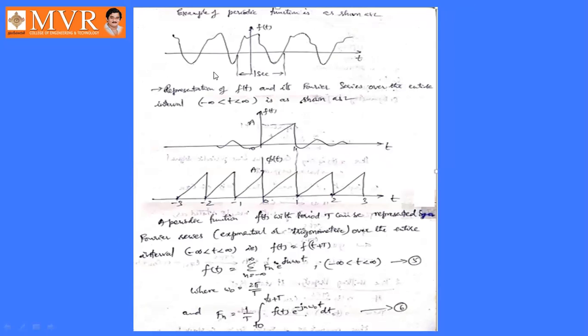So it is a periodic function, the given function f of t is a periodic function. So f of t and its Fourier series over the entire interval minus infinity to infinity is shown like this. It is the Fourier series of this f of t. Similarly, phi of t is like this. It is periodic over the interval minus infinity to infinity. That is f of t equal to f of t plus t. So f of t is sigma n is minus infinity to infinity Fn into e power j n omega naught t over the entire interval minus infinity to infinity, where omega naught is 2 pi by t. So Fn equal to 1 by t into integral t naught to t naught plus t f of t into e power minus j n omega naught t dt.